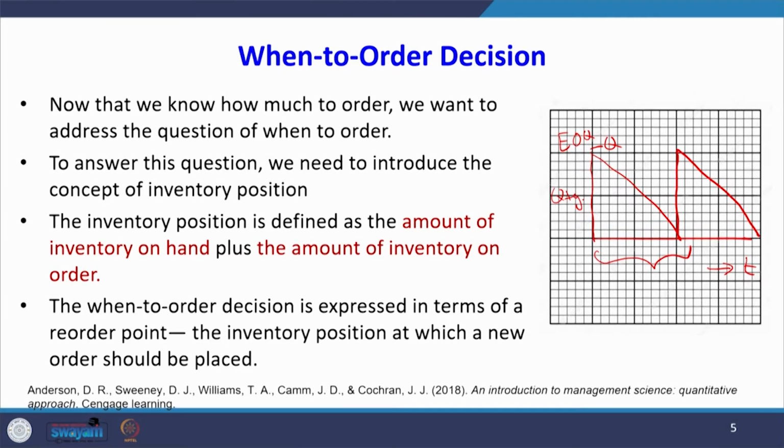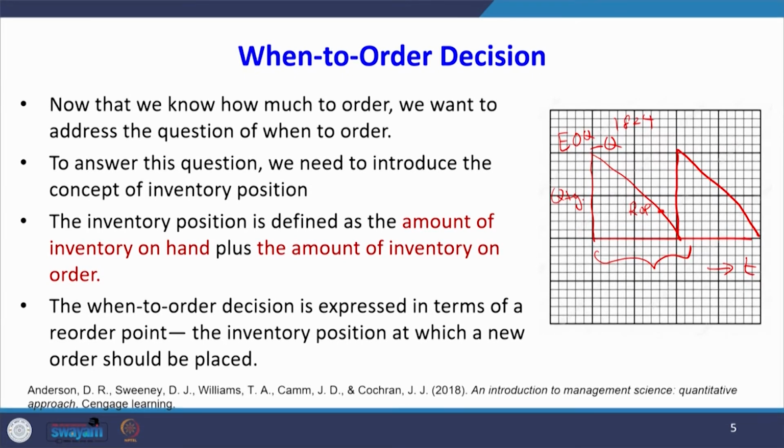What is the meaning? Suppose we have 18,242 units, we will keep on consuming, so it will reach a particular position. When the 18,242 reaches a particular position, we have to start ordering another cycle. So, that position is called your reorder point.